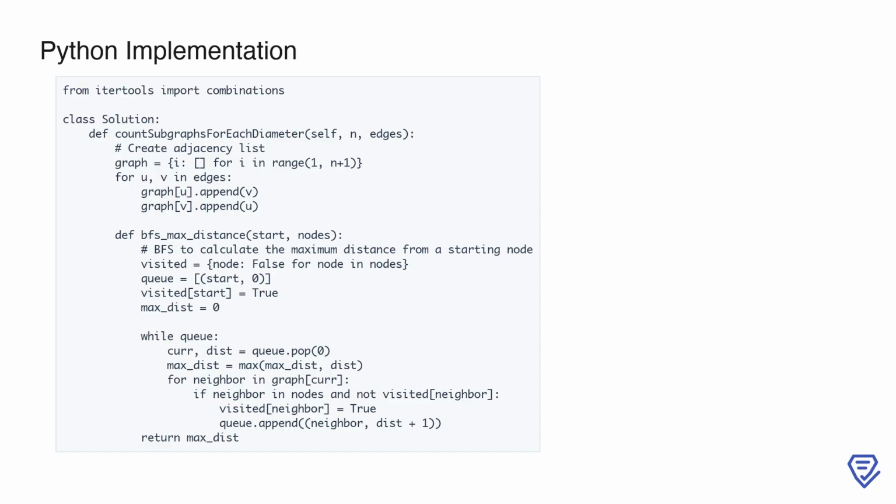We then define a helper function called BFS_max_distance, which uses breadth-first search to calculate the maximum distance between a given starting node and all other nodes in a specific subset. The function initializes a visited dictionary to keep track of nodes that have already been explored. A queue is used to manage the BFS traversal, where each entry contains a node and its distance from the starting point. As we explore the graph, we update the max_dist variable to track the farthest distance encountered. This function will be central to determining the diameter of a subtree formed by a subset of nodes.